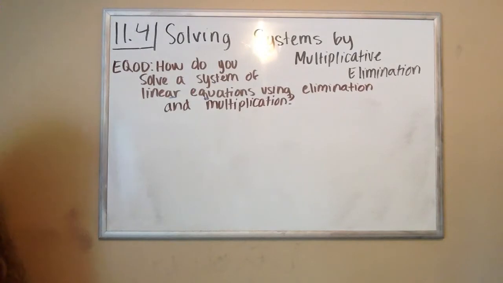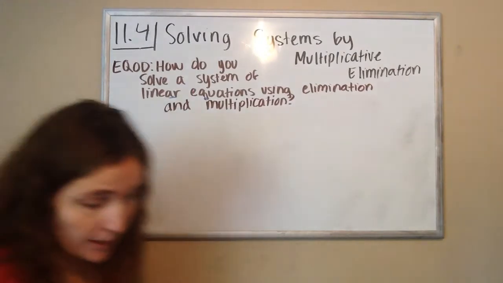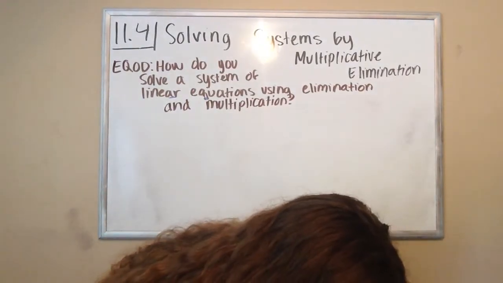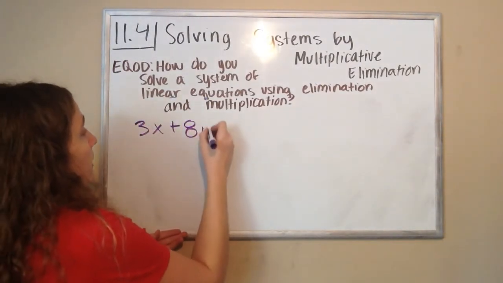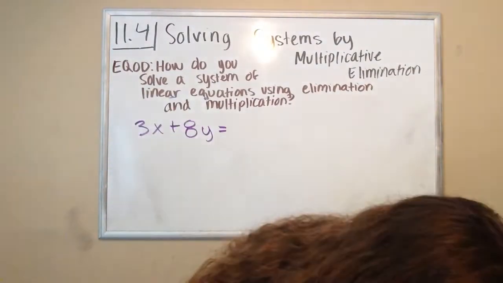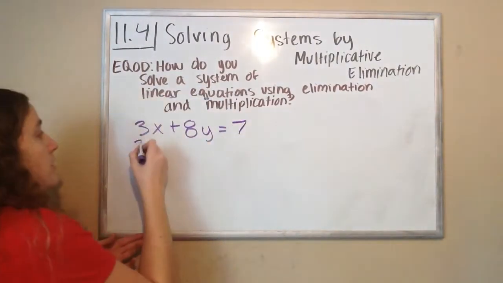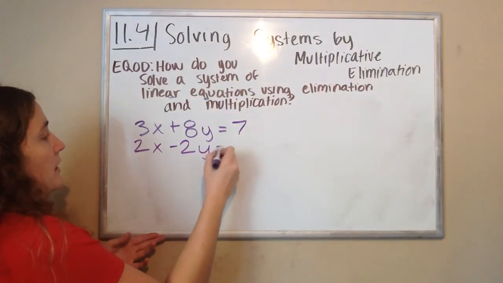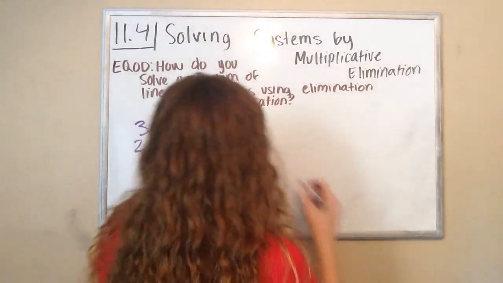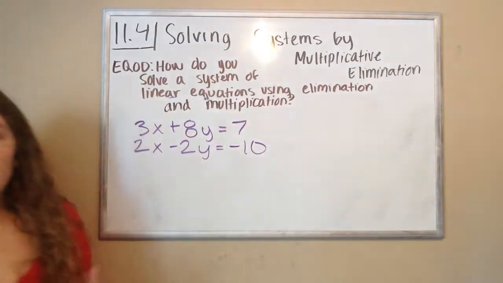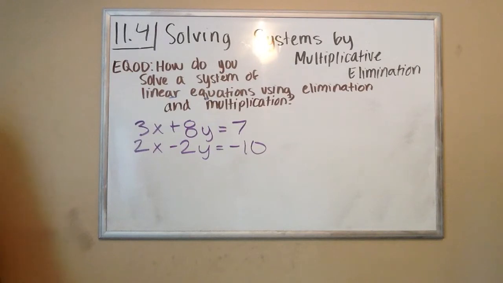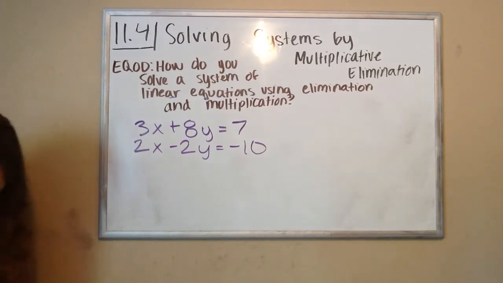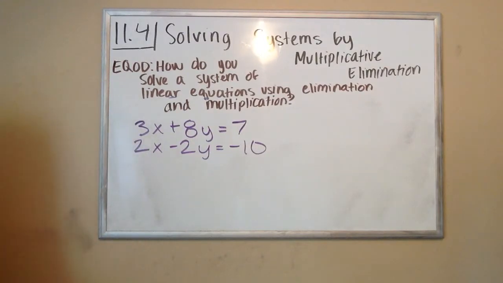Okay, so if we're given a system of equations, just like we've been given in the last three sections, 3x plus 8y equals 7, and 2x minus 2y equals negative 10. And I want you guys to solve this. There's three ways you already know that you could solve this. You could graph it. That would give you a solution. You could use substitution. You could use elimination. We are going to use elimination, but with a little bit of a twist.